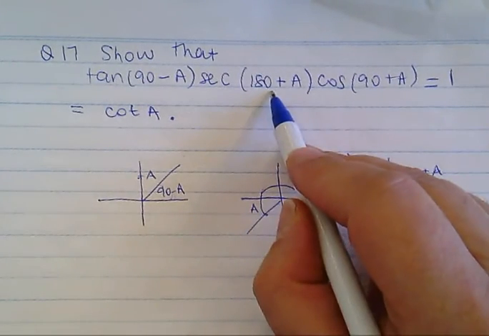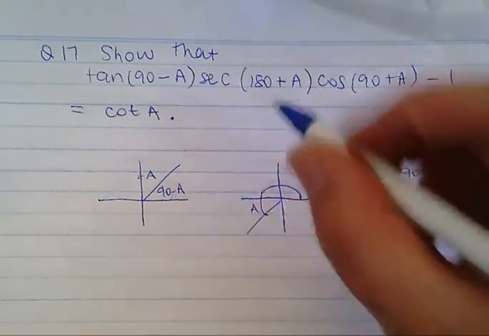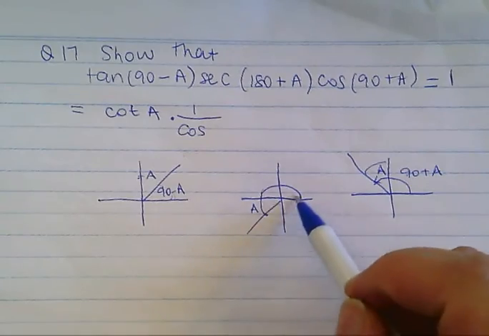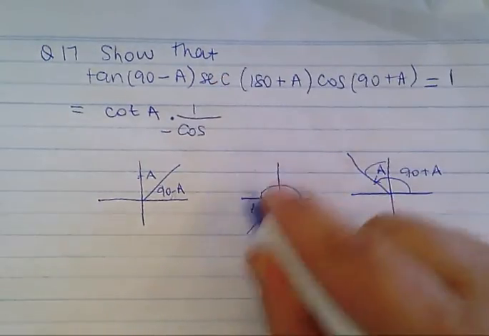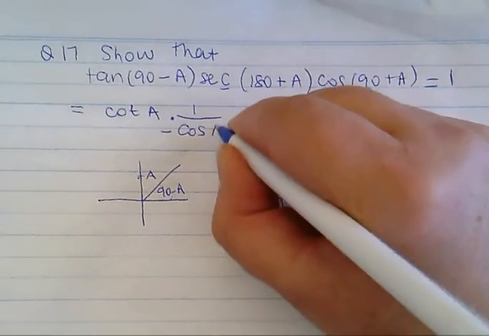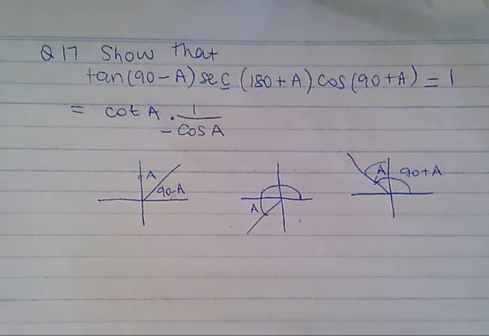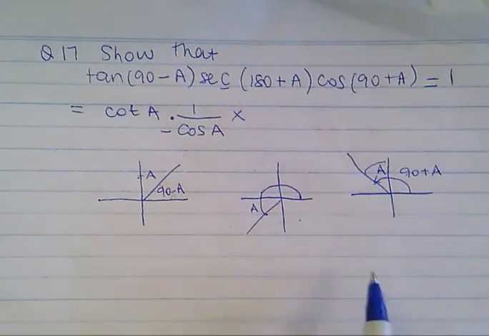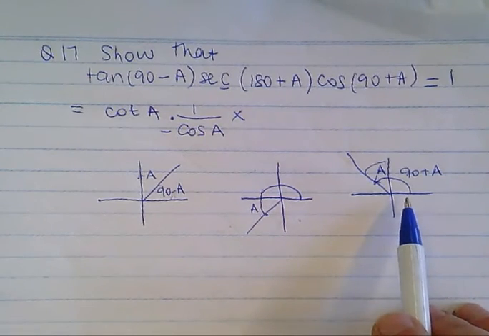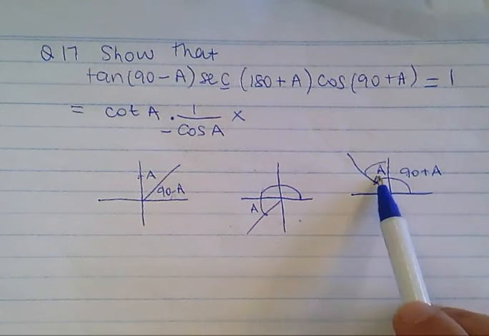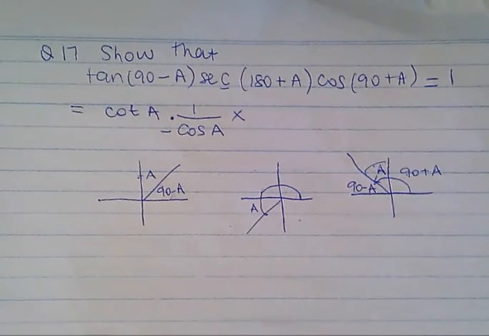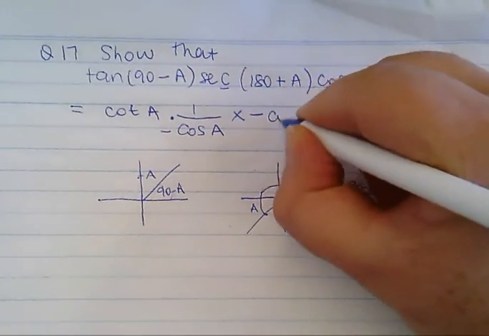Isn't that 1 over cos? So that's 1 over cos of a, negative. All stations to central, cos is negative. So cot a times 1 over negative cos a, times cos of 90 plus a. Isn't that, I'm not interested in this angle, I'm interested in this one here. Cos is normal. Negative, I'm just going to go negative cos a for now.